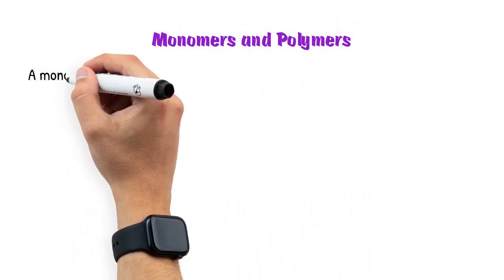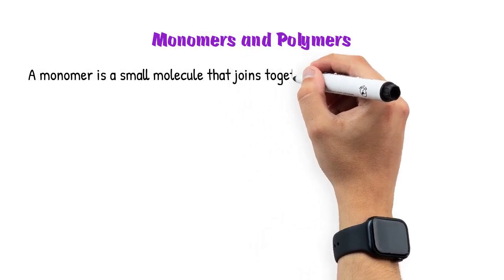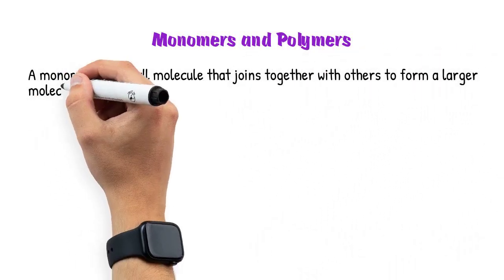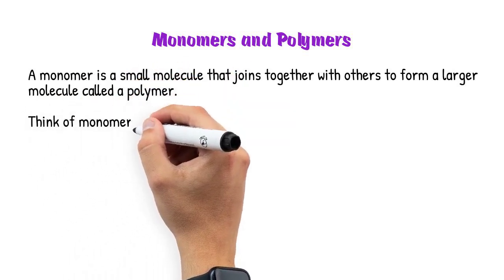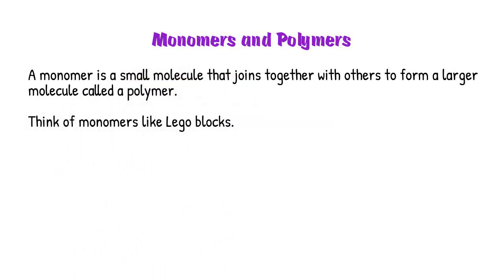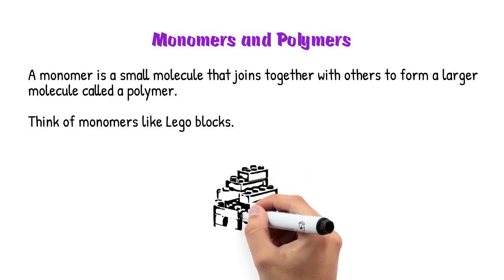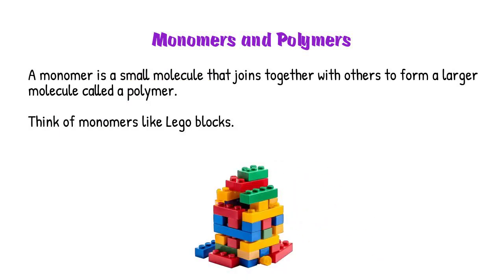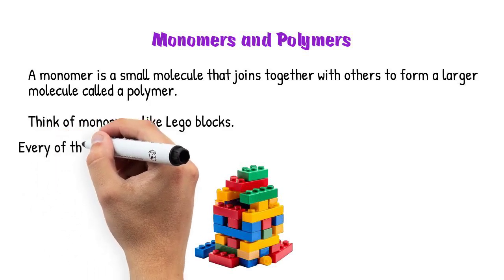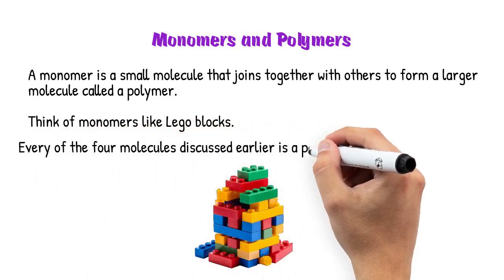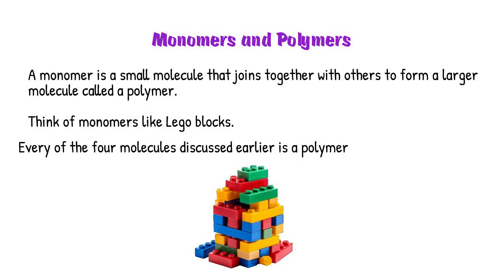Now let's understand the concept of polymers and monomers. A monomer is a small molecule that joins together with others to form a larger molecule called a polymer. Think of monomers like Lego blocks. Each block is a monomer, while the single tower built is a polymer. Every one of the 4 molecules discussed earlier is a polymer.